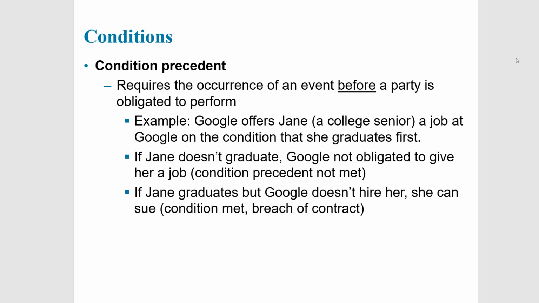A condition precedent means that something has to happen before a party is obligated to perform. Something has to happen before. So something that precedes something is something that happens before. An example would be Google offers Jane, who is a college senior, a job at Google on the condition that she graduates first. So as long as she graduates, she'll have a job. If she doesn't graduate, Google is not obligated to give her a job because she didn't meet the condition precedent. If Jane does graduate, but Google then refuses to hire her, she can sue because she met the condition, but Google breached the contract.